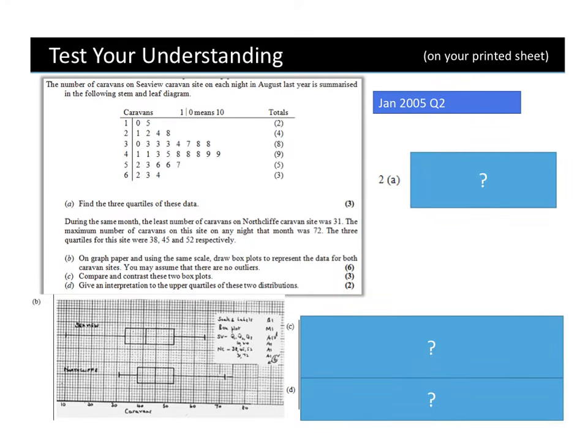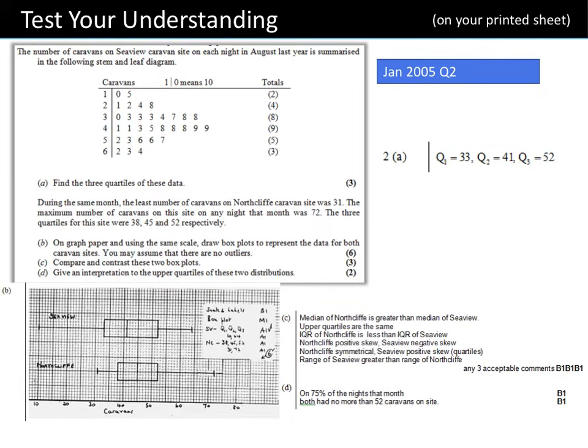Okay, so we've got this exam question, 14 marks. Here are the answers for that. Test your understanding. Pause it, have a look at what's going on.